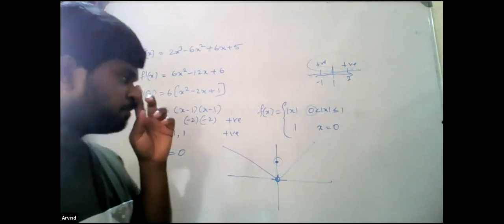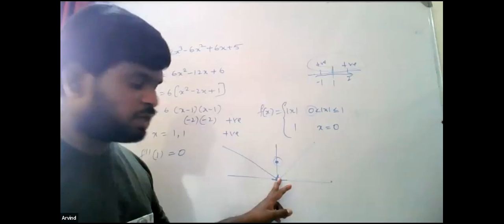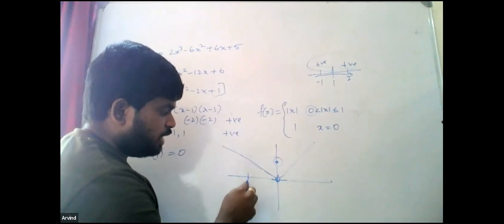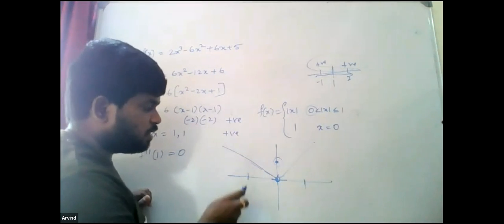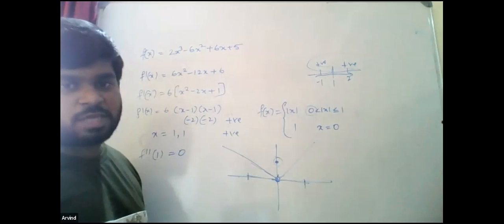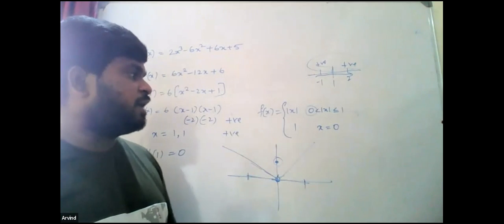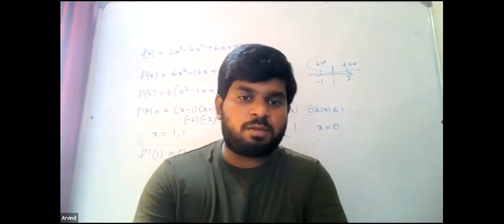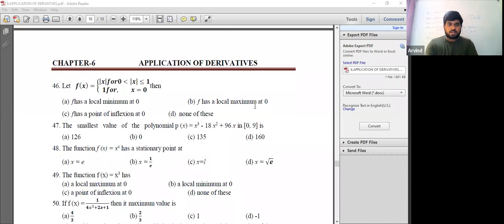Clearly, you observe at x equal to 0, just observe the values. As the values pass through x, see, this is my 0. Here negative values, here positive values. Just observe, as I am going towards this, there is no change in the sign of the values. Therefore, it is neither maximum nor minimum, or simply it has no local maximum, no local minimum. So f has a point of inflection at 0.